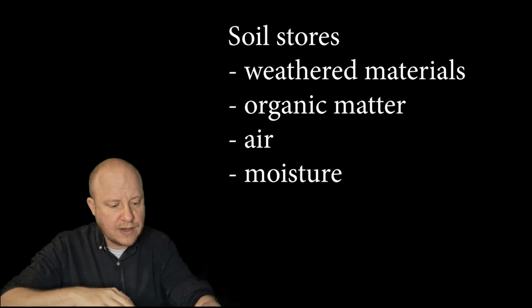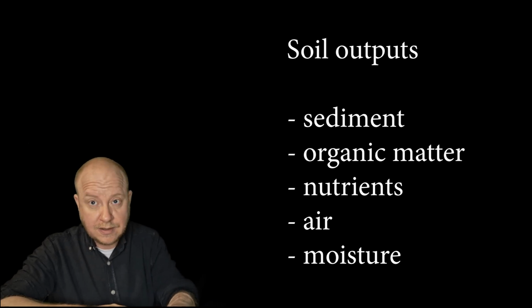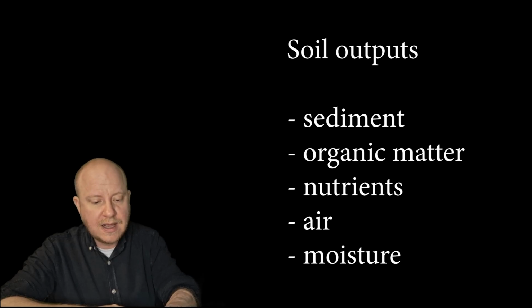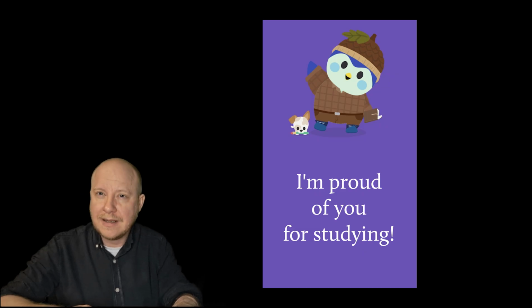There are stores of weathered materials, organic matter, air, and moisture in the soil. Soil outputs include sediment, organic matter, nutrients, air, and moisture. Soils are vital resources for humans, but they can take a long time to develop. I've never thought about that. How is soil made?